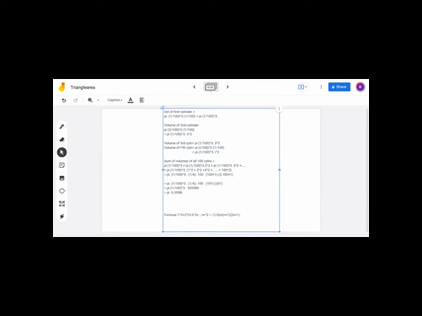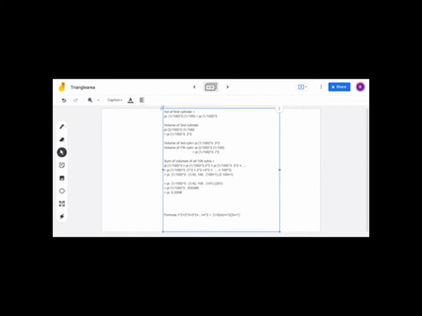Okay. How much is 1/3 pi? 1/3 is how much? If you write 1/3 in decimal, how much will it be? 0.333333 like that. And here you're getting 0.3358. So it's very close to 0.33.